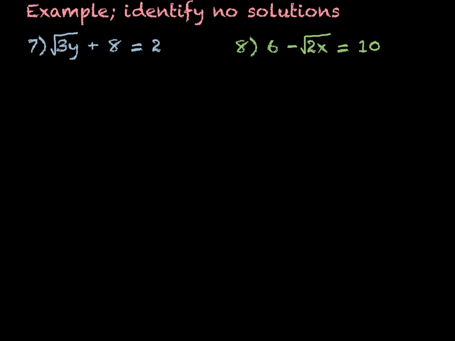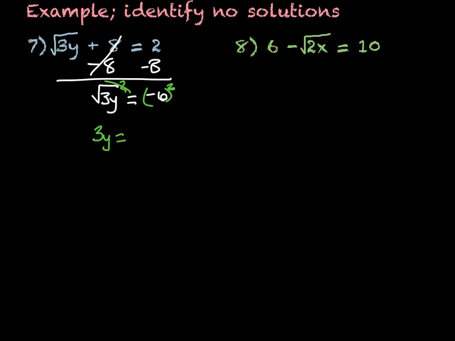For these last two examples, we're going to just identify if there is a solution or not. So we're just going to solve the way we have been and then see if we come up with a correct solution. So we're going to start by isolating the square root. So we're going to subtract 8 from both sides. It's going to give me the square root of 3y equals 2 minus 8, which is a negative 6. So then I'm going to square both sides.